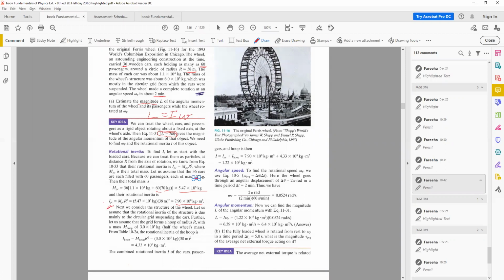The second part of this system, the first one was the passenger cars. The second is the hoop itself, the structure itself. Now, the structure itself has a mass of 3 into 10 raised to 5 kg. This is given. We were given that the mass of the structure was about 6 into 10 raised to 5, and here we are talking about half of this mass, because we are assuming that it is rotating. Therefore we have the rotational inertia, which is given with this formula that we just discussed, and here we have the answer.